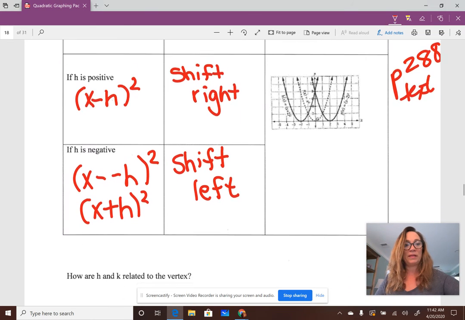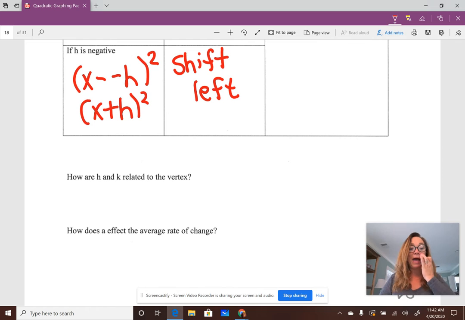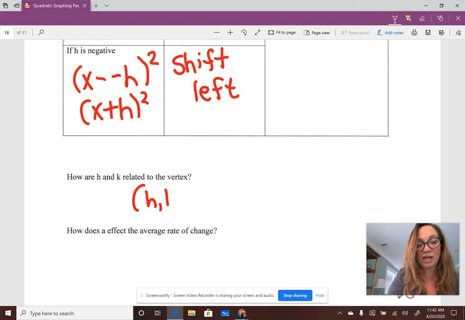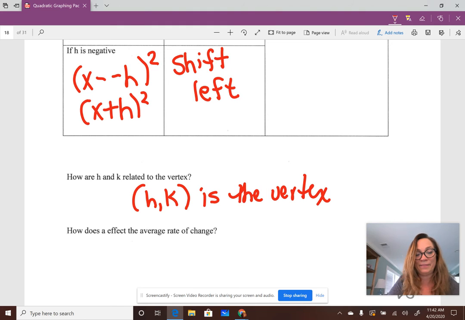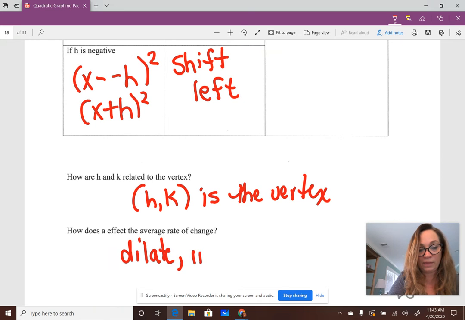All right, so let's go on to page 19. Oh, how are H and K related to the vertex? H, comma, K is the vertex. How does A affect the average rate of change? So it will dilate, it will increase or decrease.